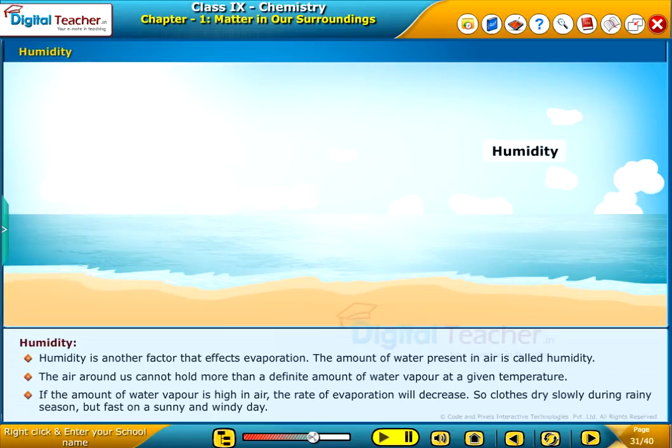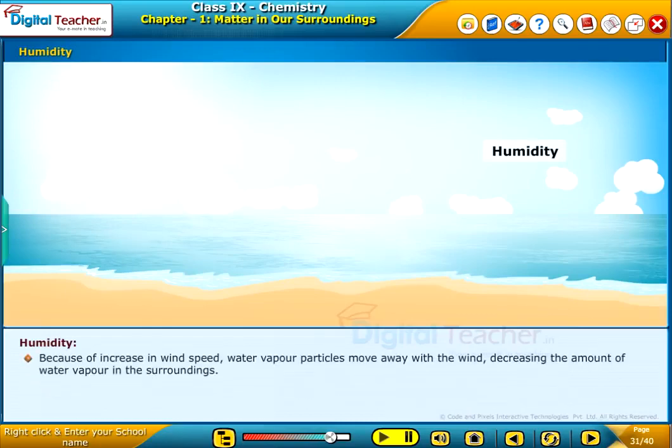So clothes dry slowly during rainy season but fast on a sunny and windy day. Because of increase in wind speed, water vapor particles move away with the wind, decreasing the amount of water vapor in the surroundings.